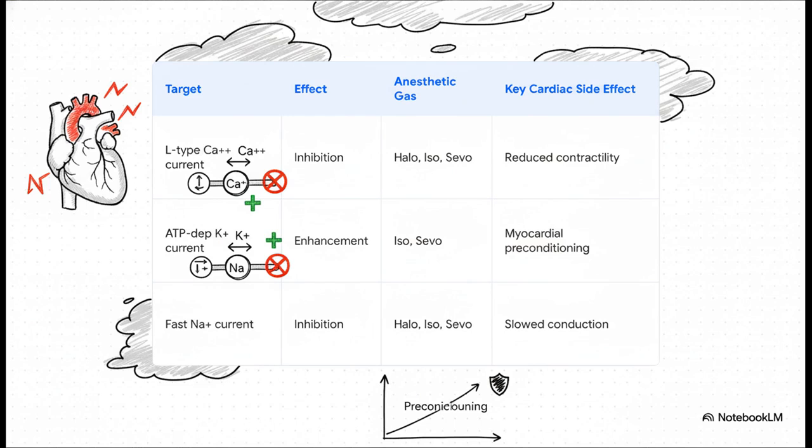And if we look at the molecular level, we see this complex interplay with various cardiac ion channels. The inhibition of L-type calcium currents, well, that explains the reduced contractility we've already discussed. But look at the second row. The enhancement of ATP-dependent potassium currents by isoflurane and sevoflurane. This is absolutely key. It's a central mechanism in myocardial preconditioning, a topic we're going to explore in much more detail in our next section. And finally, the inhibition of fast sodium currents explains the potential for slowed conduction through the heart.